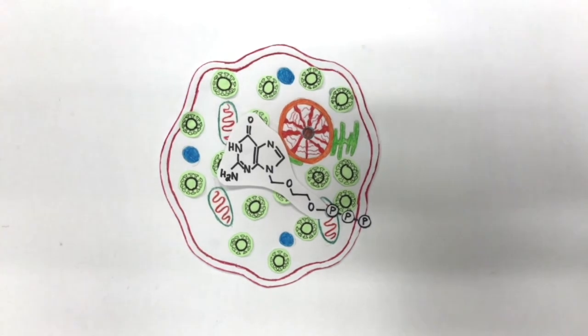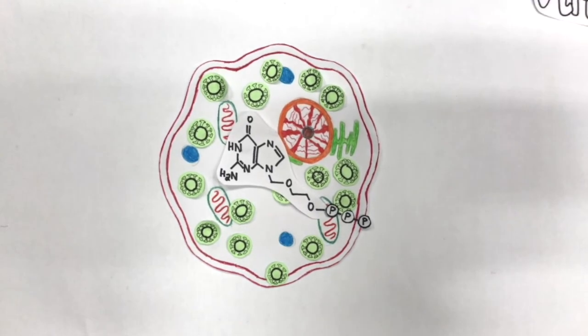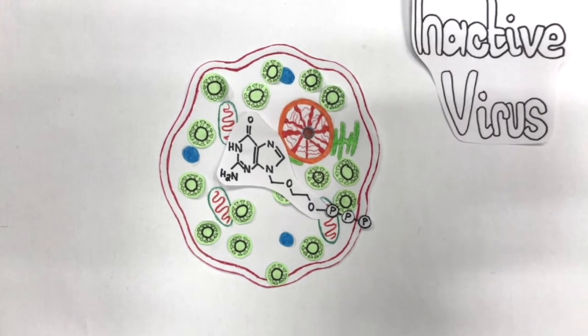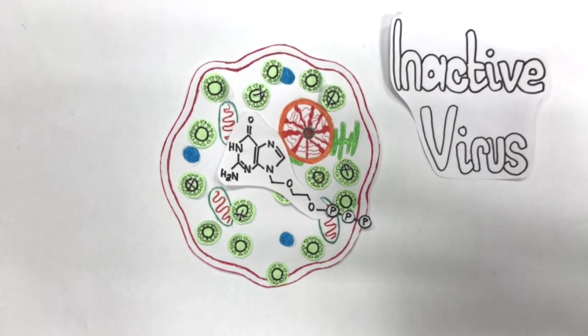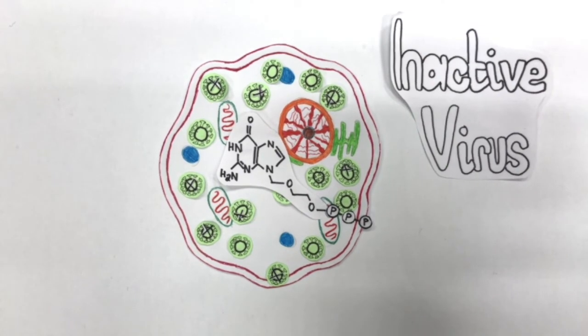Essentially what this means is that DNA polymerase catalyses the attachment of a molecule of acyclovir to a new DNA strand, but acyclovir isn't like normal nucleotides as its sugar unit is missing a hydroxyl group from the 3' position. This means the DNA chain can't be extended any further.